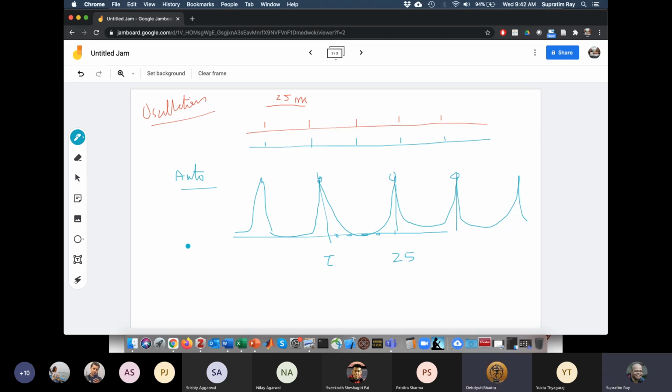Excuse me, sir. If we do this autocorrelation, then at 25, we will lose two spikes. So the magnitude will decrease. You're saying we would have lost this one and the last one? Yes. So it will decrease. This is what I had mentioned here also.